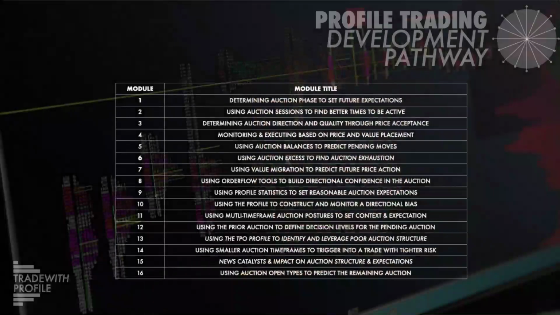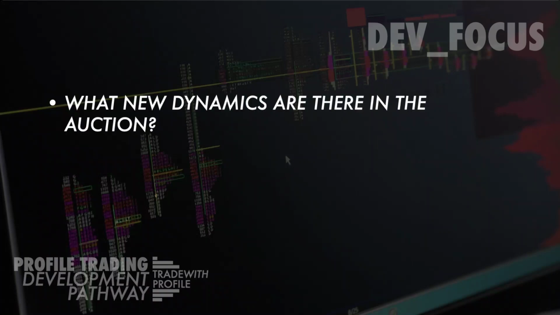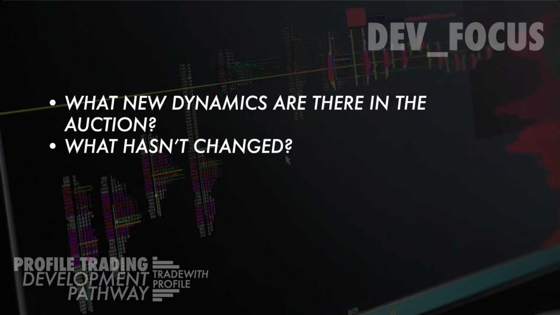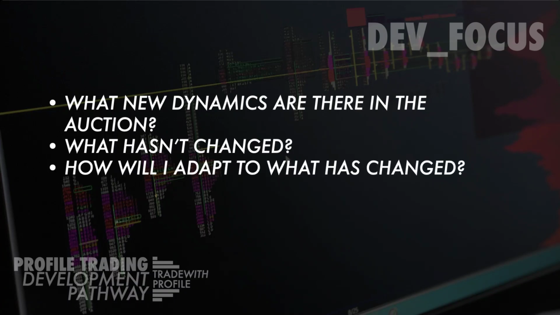All right. Awesome. A couple questions to be thinking about as it comes to those for yourself. What new dynamics are there in the auction? What are they? How will you know? Second, what hasn't changed? What are the things that haven't changed that you can carry forward? How will I adapt to what has changed? So aside from what's happening right now, going forward, what could change and how will you adapt to that?